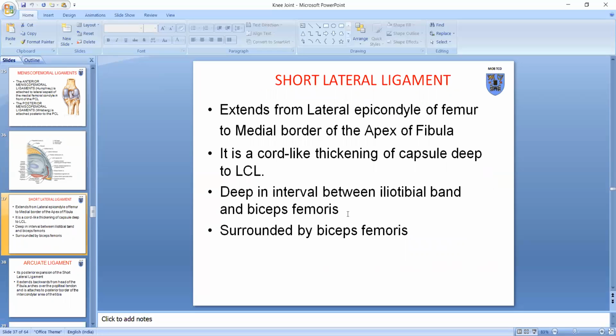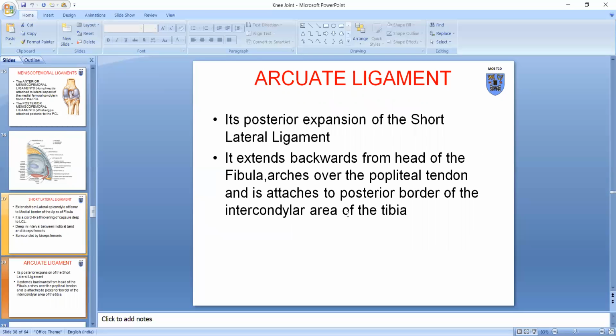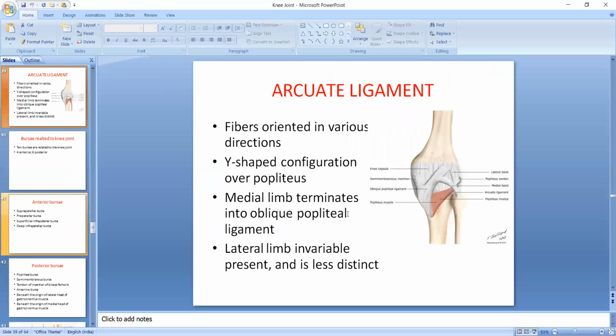Short lateral ligament extends from the lateral epicondyle of the femur to the medial border of the apex of the fibula. It is a cord-like thickening of the capsule deep to the LCL, deep in the interval between the iliotibial band and biceps femoris, surrounded by biceps femoris. Arcuate ligament: it is a posterior expansion of the short lateral ligament. It extends backward from the head of the fibula, arches over the popliteal tendon, and attaches to the posterior border of the intercondylar area of the tibia.